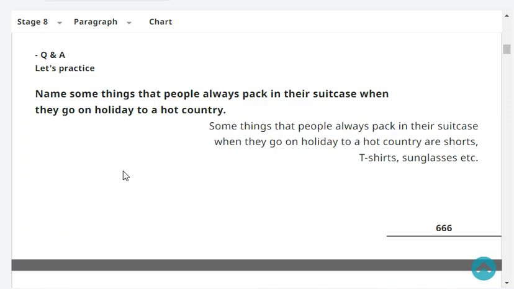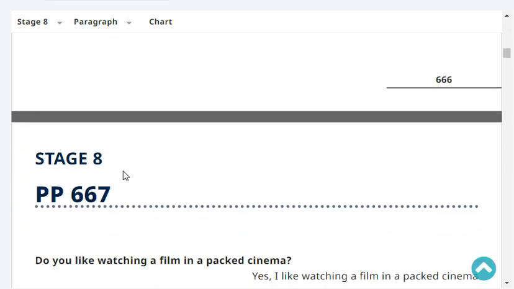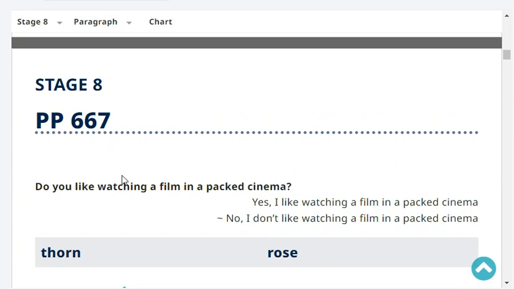Name some things that people always pack in their suitcase when they go on holiday to a hot country. Some things that people always pack in their suitcase when they go on holiday to a hot country are shorts, t-shirts, sunglasses, etc. Very good.